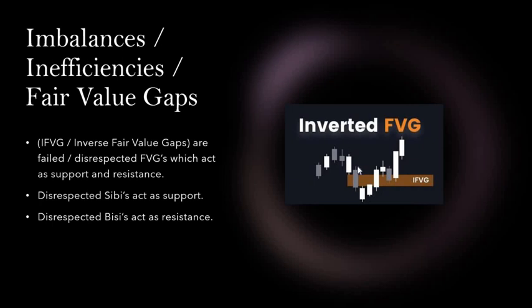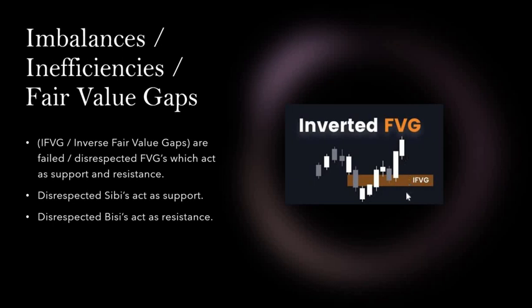Okay, so let's look at this model. Right here we have a SIBI, a sell side imbalance, buy side inefficiency. The market disrespected it to the upside, closes above the gap. This SIBI gets disrespected. We can use this SIBI as an inverse fair value gap now. Now instead of selling this SIBI, what would we do? We would buy it now. Use it as an inverse fair value gap. So the market creates the SIBI, disrespects it to the upside. Now we use it as support for price to go higher.